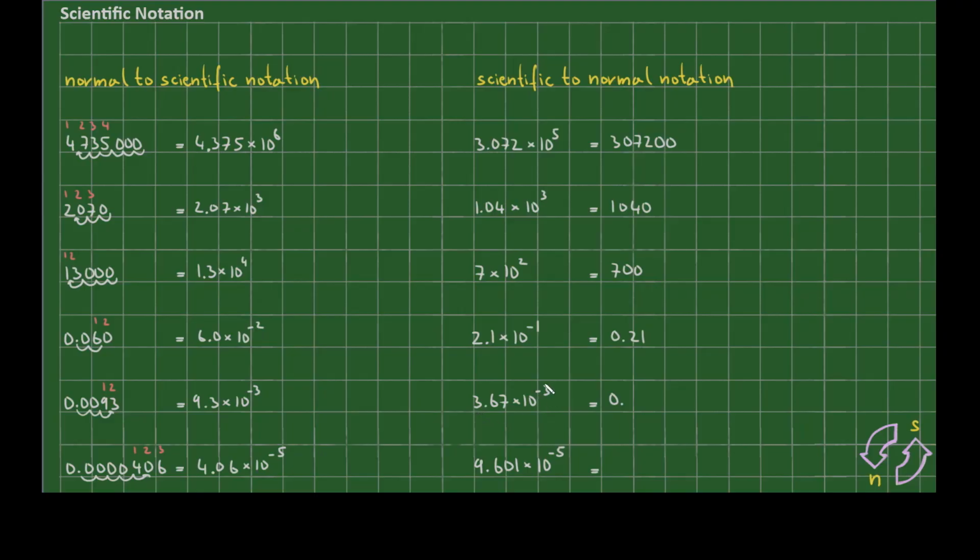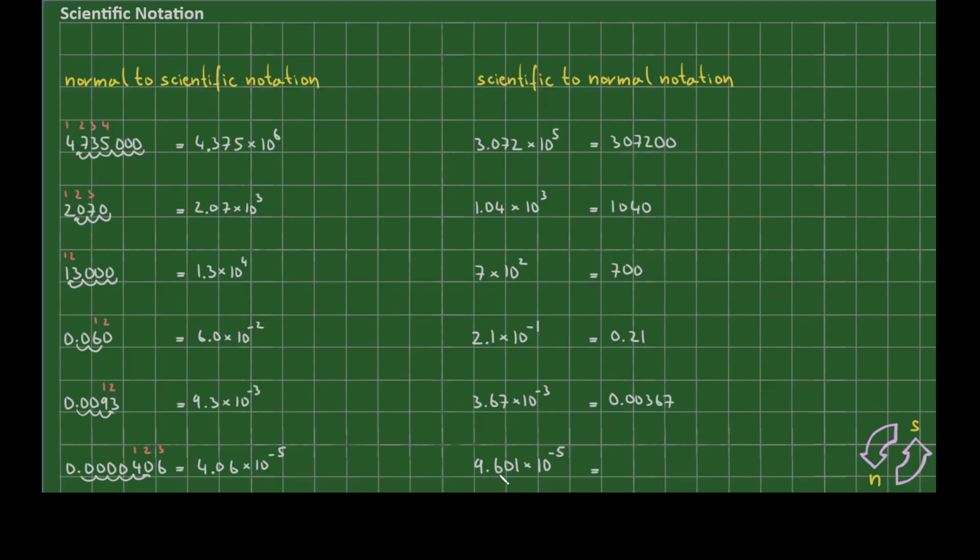Alternatively, this negative 3 is also telling me how many zeros I should have. I have already written 1, so I'm going to add 2 more, and then I'm going to write out the digits in the coefficient. 3, 6, 7. And so 3.67 multiplied by 10 to the power of negative 3 in normal notation is expressed as 0.00367.